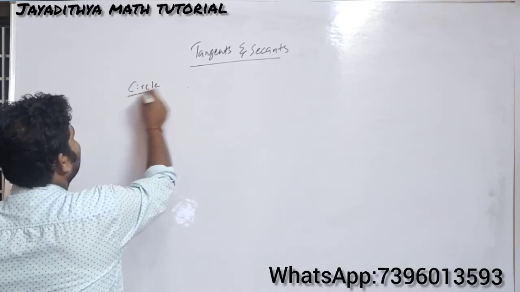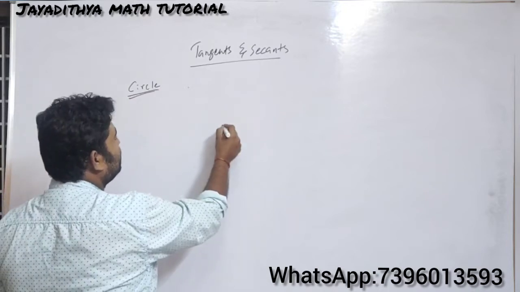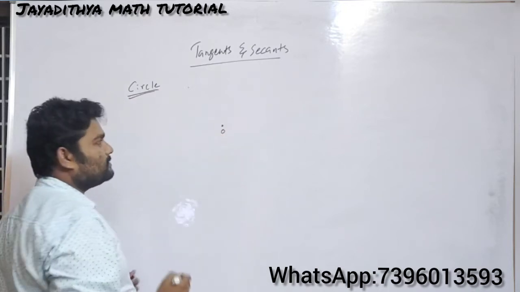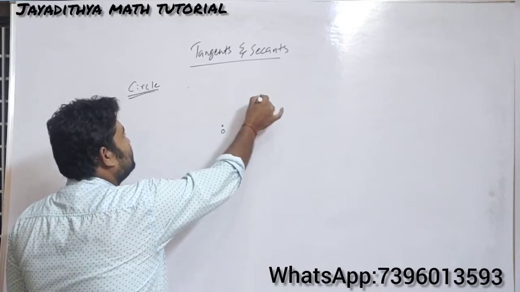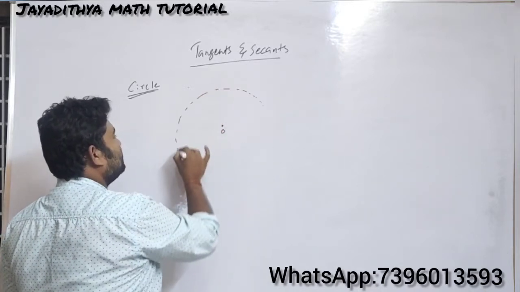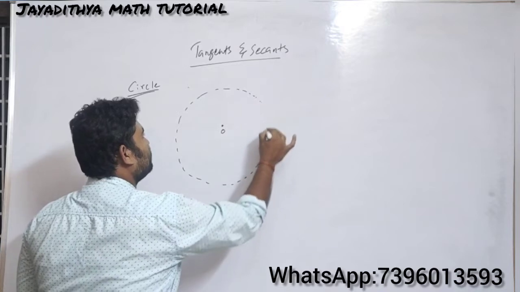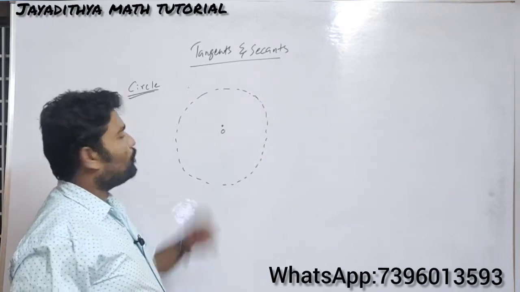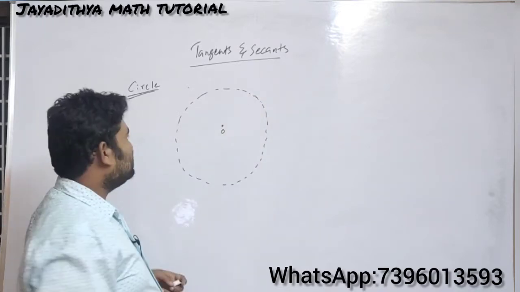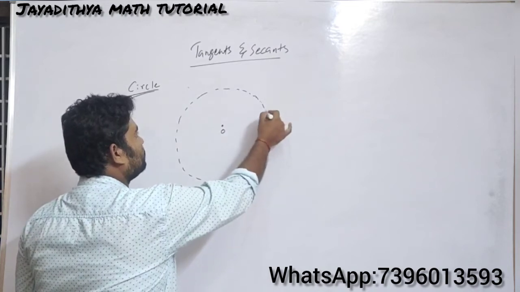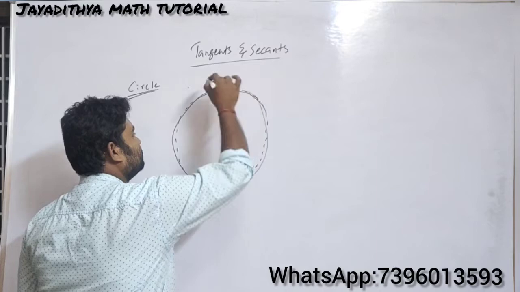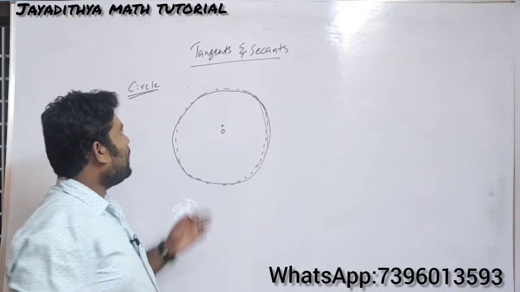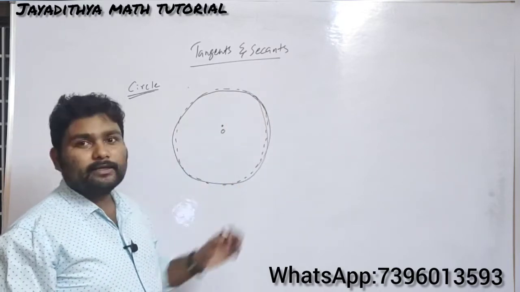So what is a circle? If you observe a point, let us take the point as O. The collection of points which are equidistant from a fixed point is known as a circle. If you observe this, you have many points on the circle.